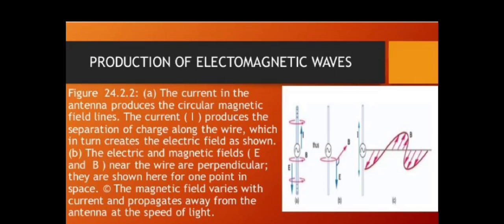The magnetic field strength changes as the current flowing through the antenna changes. Additionally, the magnetic field propagates or spreads out from the antenna at the speed of light. This means that any changes in the current will cause corresponding changes in the magnetic field, and these changes will propagate away from the antenna at the speed of light.